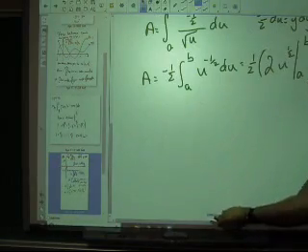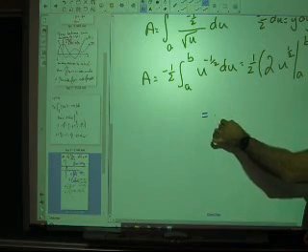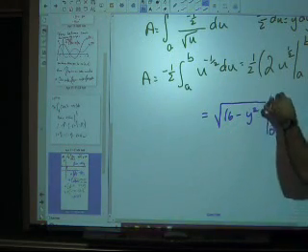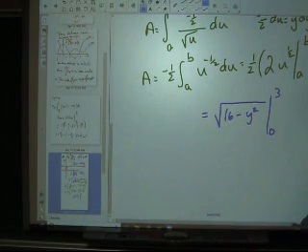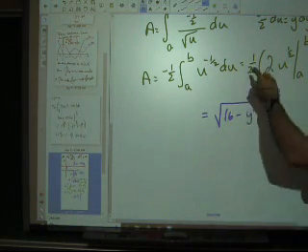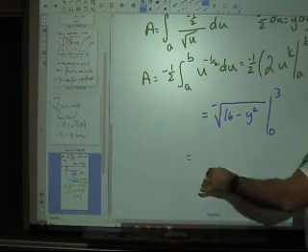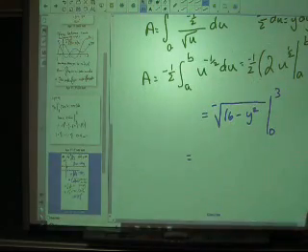So I end up with the square root of 16 minus y squared evaluated between 0 and 3, and the 2 and the 1/2 multiply to a 1. It is still negative. Thank you. That'll be important in a minute. Yeah, it's still negative. The negative from this 1/2 is still there. I just didn't carry it, unfortunately.